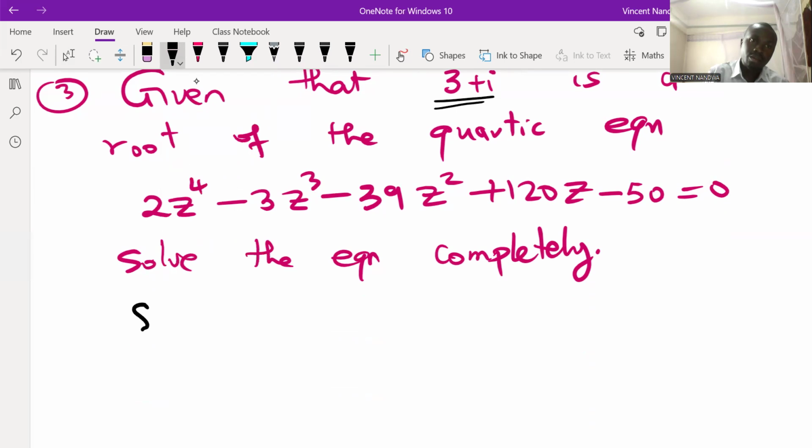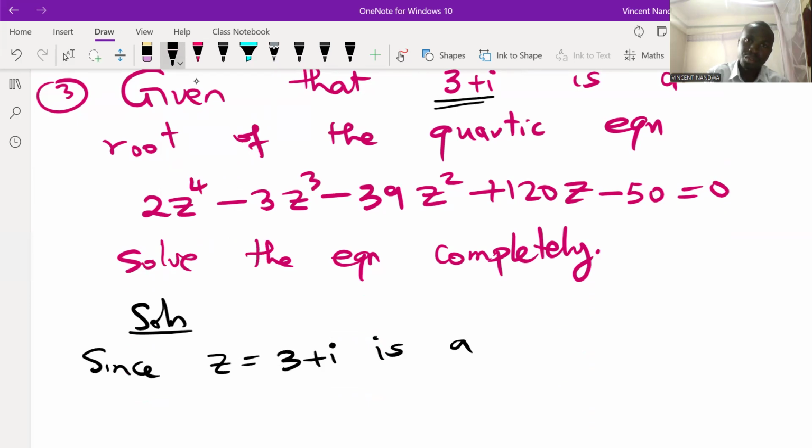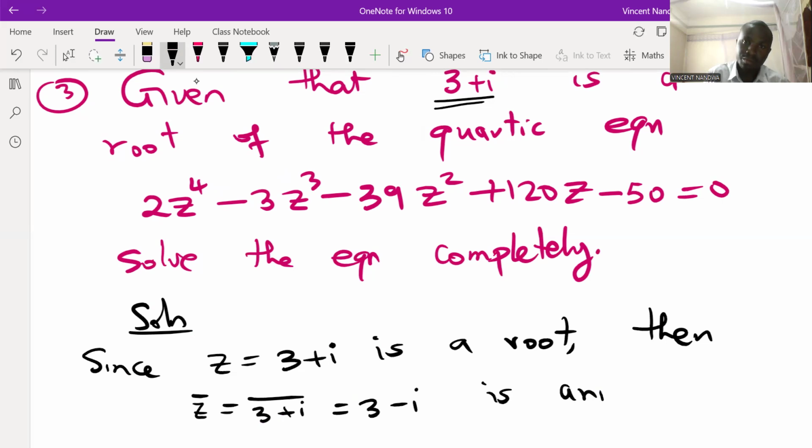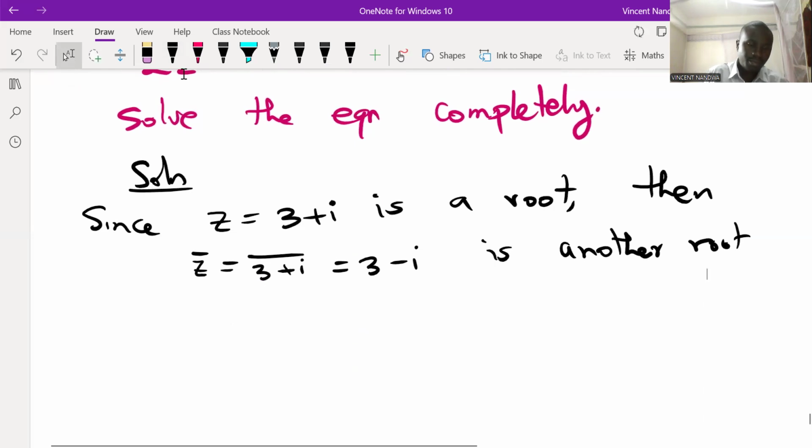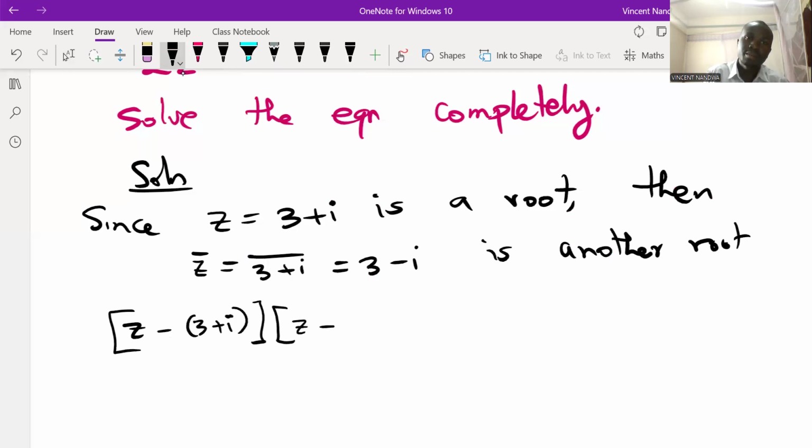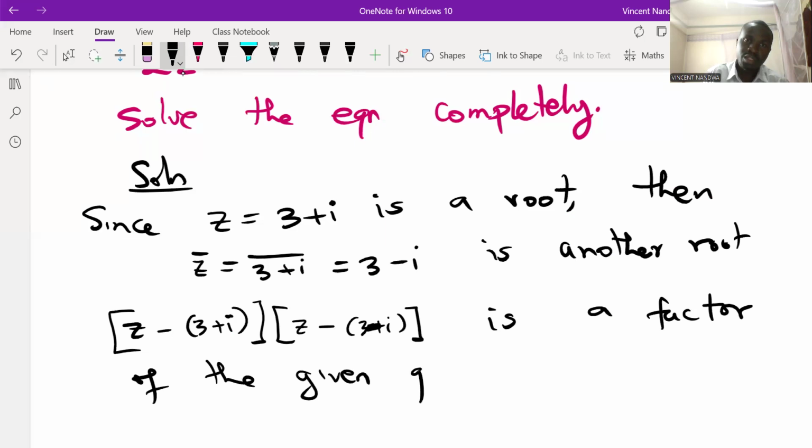So we begin by saying, solution: since z equals 3 plus i is a root, then the conjugate of this, which is 3 minus i, is another root. That must always be. So then z minus (3 plus i), when you multiply by z minus (3 minus i), the conjugate of this other root, is a factor of the given quartic equation.